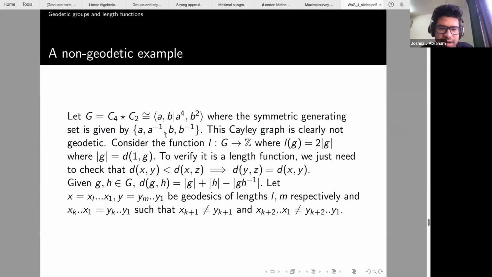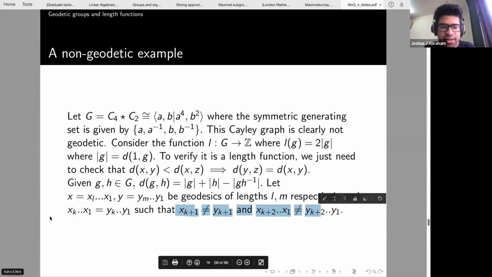So it's easy to see properties 1 and 2 hold. To ensure the similarity property, we need to check this equation. So suppose that you have 2 different elements and they diverge after k steps. What I mean is the product of the k elements from the right is equal to the product of k elements from the right of both of these elements. And so these geodesics diverge and they don't meet again. So this is not a geodetic Cayley graph. It is possible that 2 geodesics may diverge and meet again, but I'm ensuring that that does not happen using these 2 conditions.